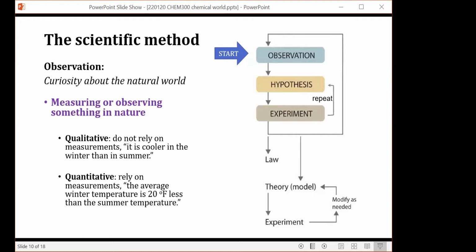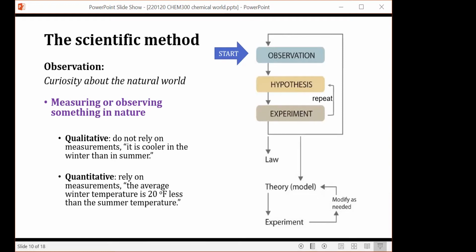The other type is quantitative observations. These are the ones that rely on measurements and numbers. So a quantitative observation might be: the average winter temperature is 20 degrees Fahrenheit less than the summer temperature. Both of these observations are observing the phenomenon of seasons, but one of them is qualitative. It's pretty relative: it's cooler in winter than in summer. And the other one is quantitative. There's a measurement involved regarding the temperature. How much cooler is it?